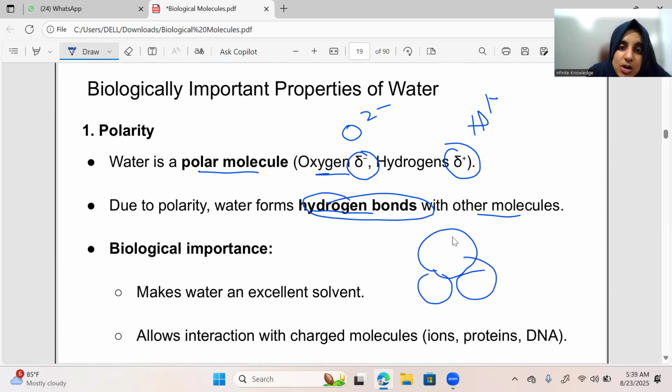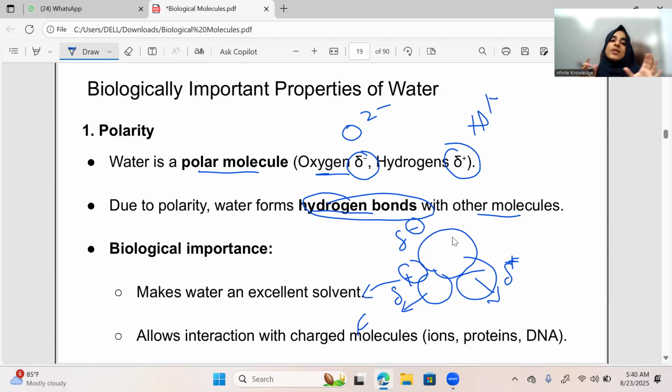Now this is what? This is partially negative. These are partially positive. So what happens is that these can attract other molecules to itself. Why? Because these are electrostatically charged. Okay, these are weaker than a totally ionic molecule, but these are, you know, a strong covalent molecule, right? So these attract other molecules towards itself, and it helps in hydrogen bonding.